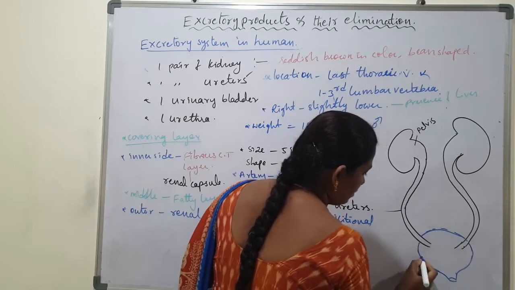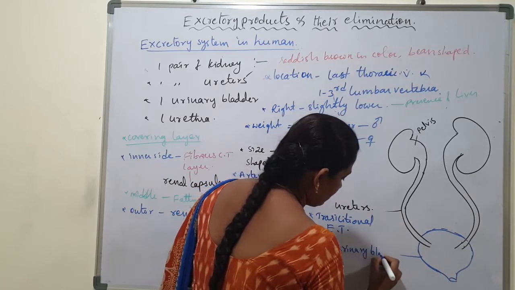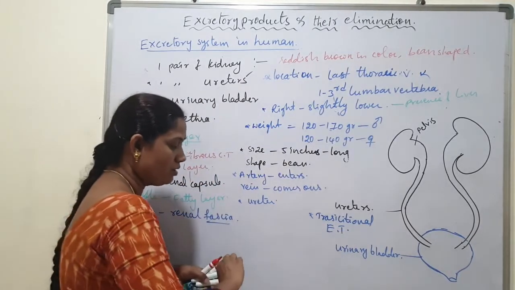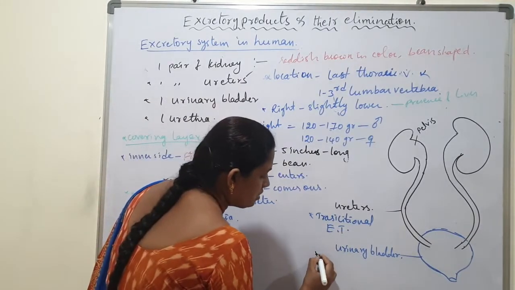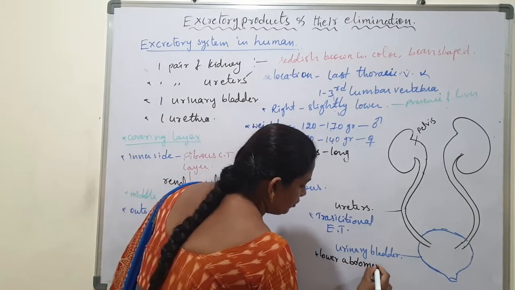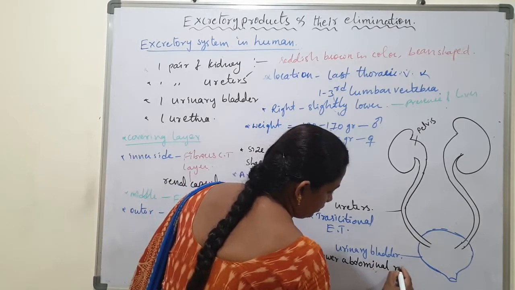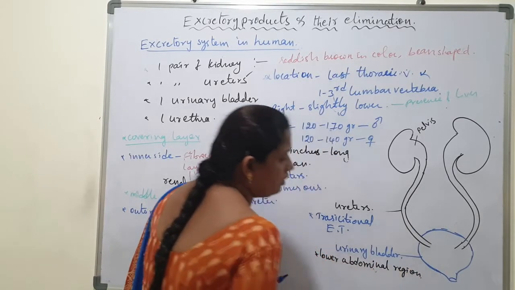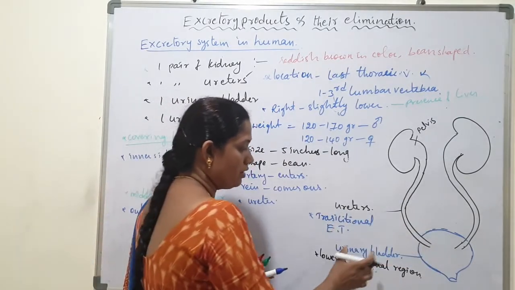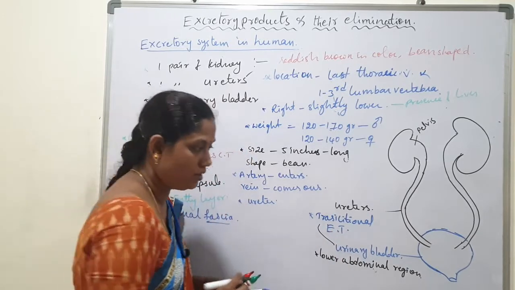So this is the urinary bladder. Where is it located? It is located in the lower abdominal region. Two ureters open into the urinary bladder. The urinary bladder is also lined by transitional epithelium.